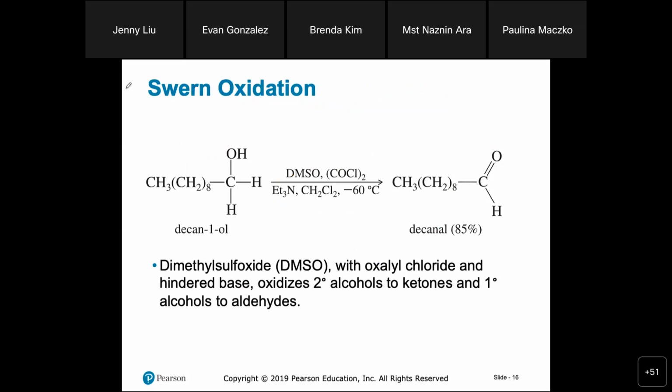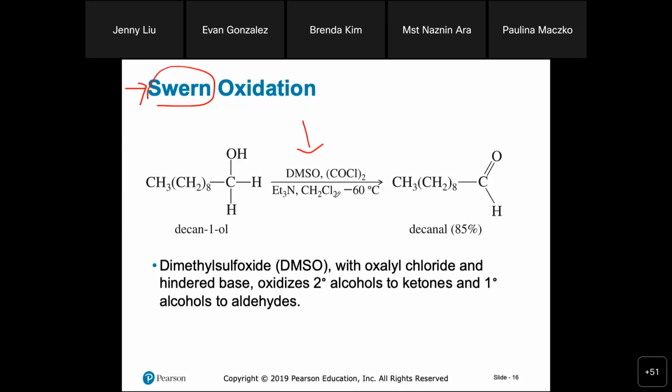This oxidation is named after a scientist whose name is Daniel Swern. I don't know how to pronounce it, but this scientist's name is Daniel, and I think this is his last name. But focus on the reason that this scientist used and named this oxidation. This is also a kind of oxidation where we use DMSO, dimethyl sulfoxide, with oxalyl chloride. This is called oxalyl chloride, and a hindered base.